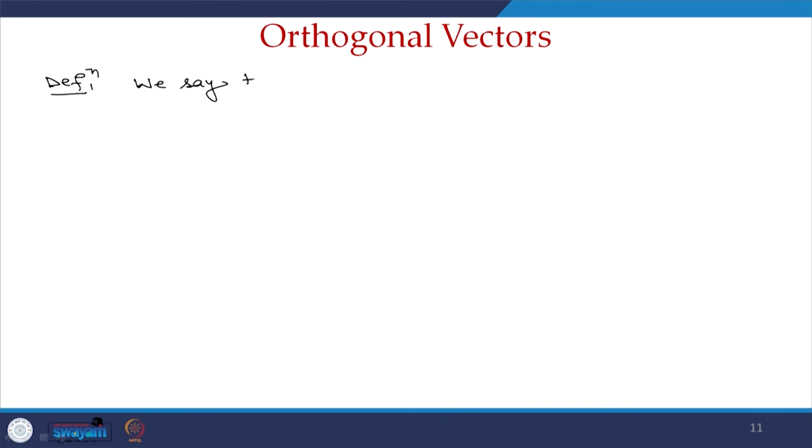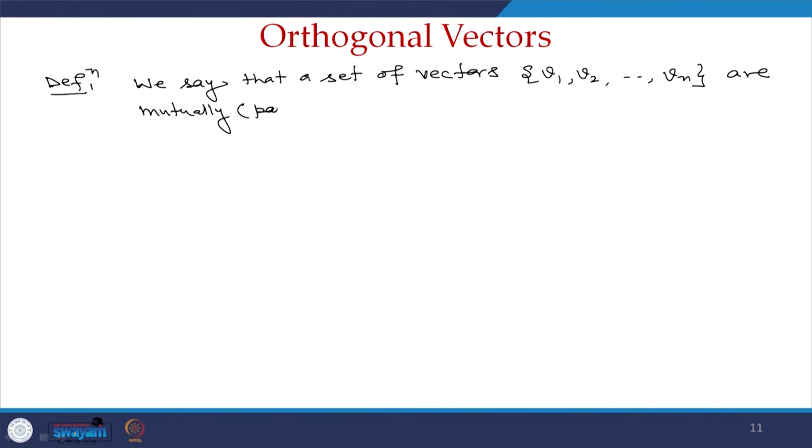So, we say that a set of vectors V1, V2, ..., Vn is orthogonal, or mutually or pairwise orthogonal, if Vi dot Vj equals 0 for all i not equal to j.